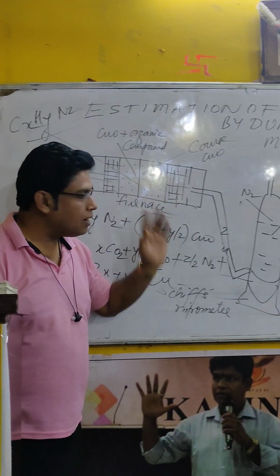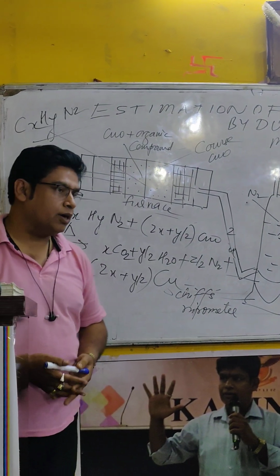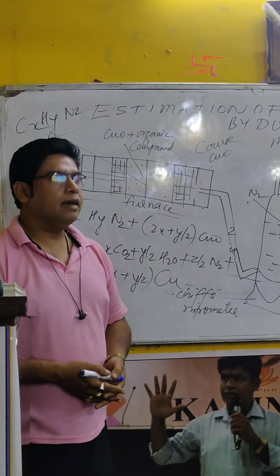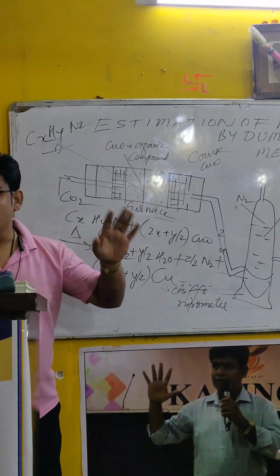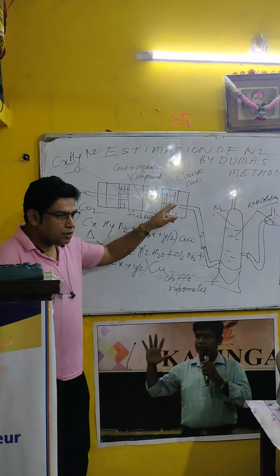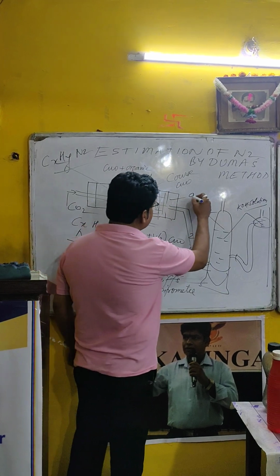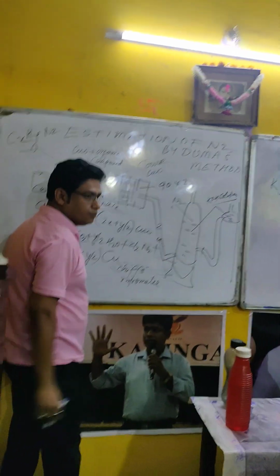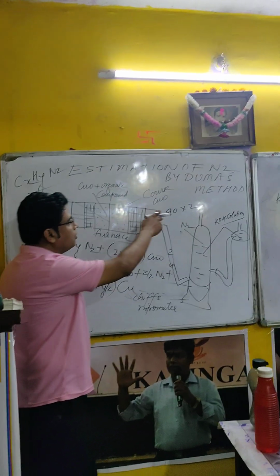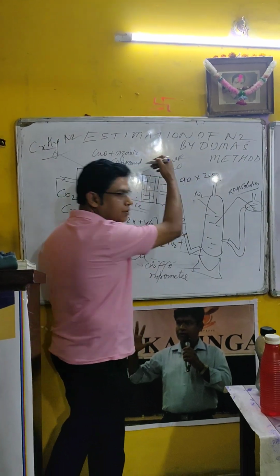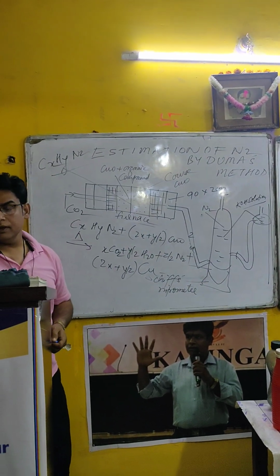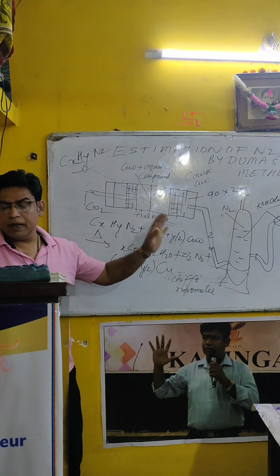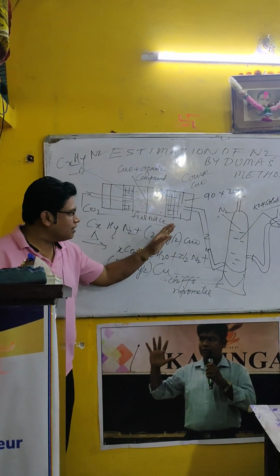Combustion tube, this tube अगर आप देखेंगे तो it is 90 centimeter long. It is made up of hard glass. The dimension of it is 90 centimeter into 2. 90 centimeter is the length and 2 centimeter is actually the breadth, the diameter. And then after, इसमें आप बहुत सारी चीजें पैक कर देते हैं.